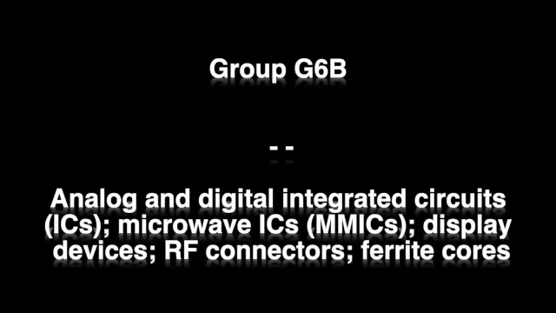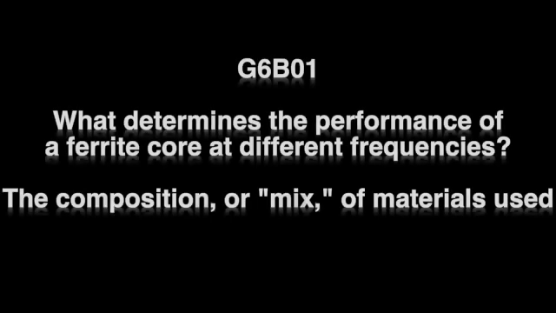Group G6B: analog and digital integrated circuits, ICs, microwave ICs, MMICs, display devices, RF connectors, ferrite cores. G6B01. What determines the performance of a ferrite core at different frequencies? The composition, or mix, of materials used. G6B02. What is meant by the term MMIC? Monolithic microwave integrated circuit.